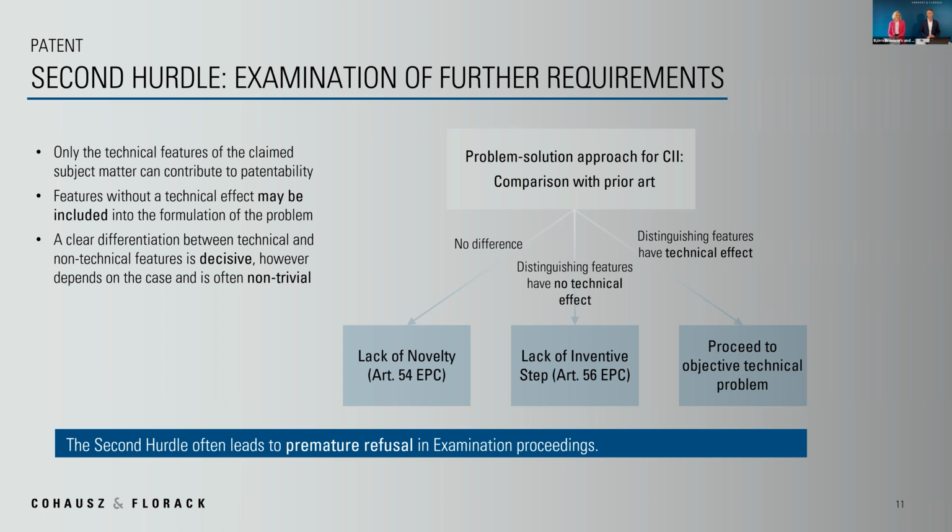And what can be done in the problem solution approach is that if there's no difference with the prior art, you have a lack of novelty objection, and then you might use some features of the description. But of course, I assume that we have some features which are novel, and then you go feature by feature and check whether there is some technical effect involved.